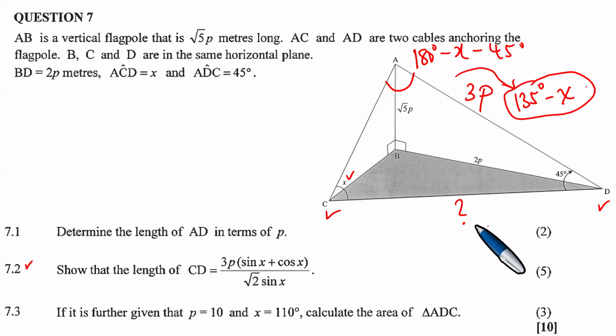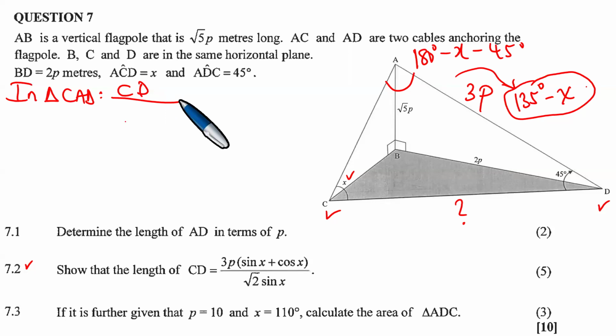Right, so if we want to find the CD, we're going to say in triangle, always state the triangle in which you're going to be working. So in triangle CAD, you're going to say exactly CD divided by the sine of 135 minus X. So CD over the sine of 135 minus X is equal to what?